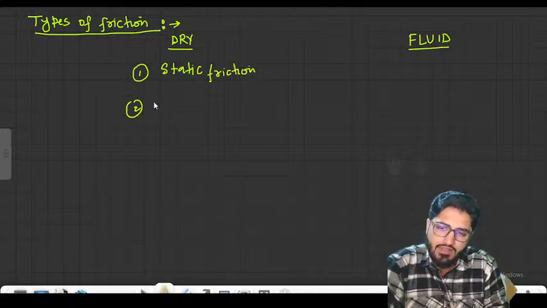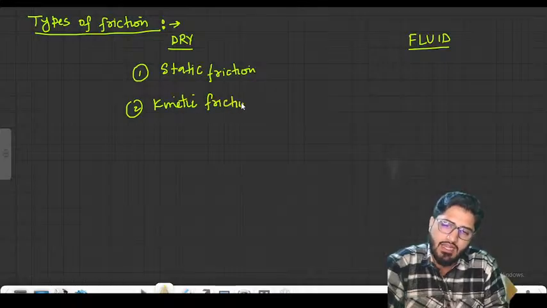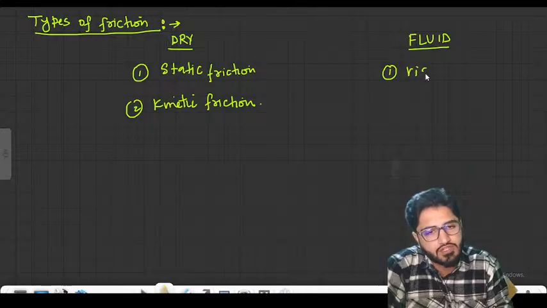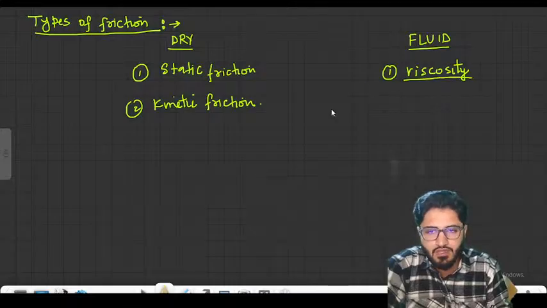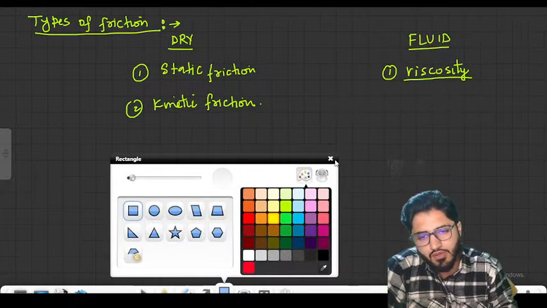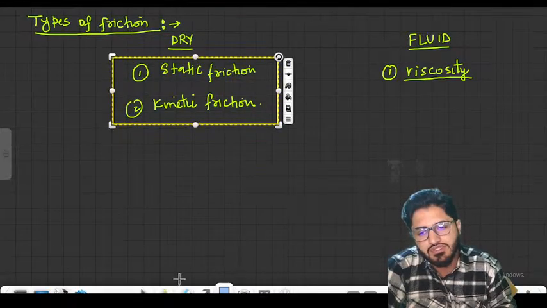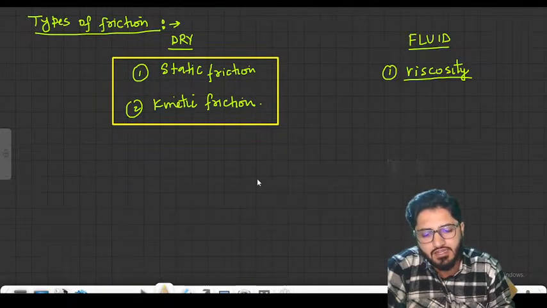Second part, we are having kinetic friction. Here, in fluid, we are having only one type, that is viscosity, that we will be studying in fluid mechanics. So now in this particular lecture, we are going to focus on these two friction types, that is static friction and kinetic friction.